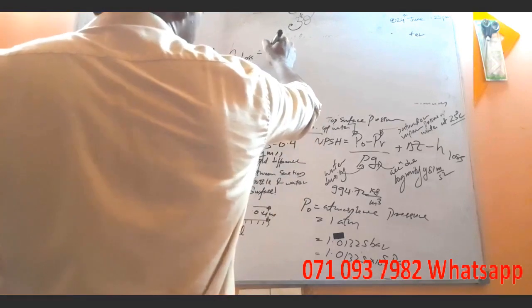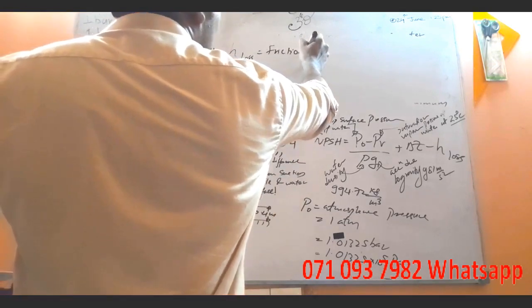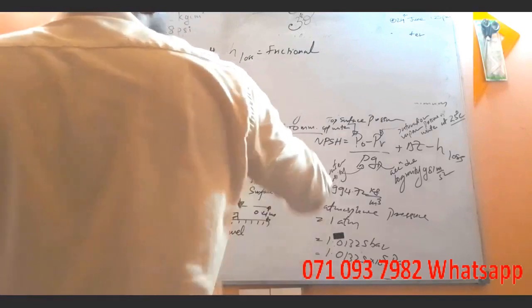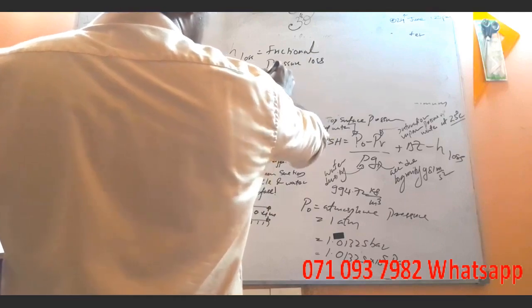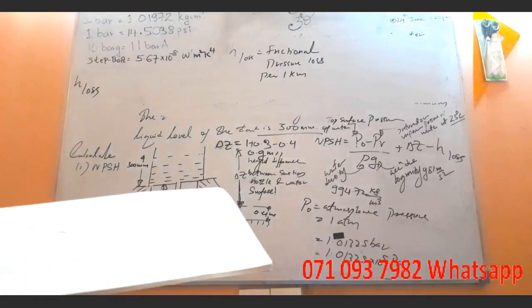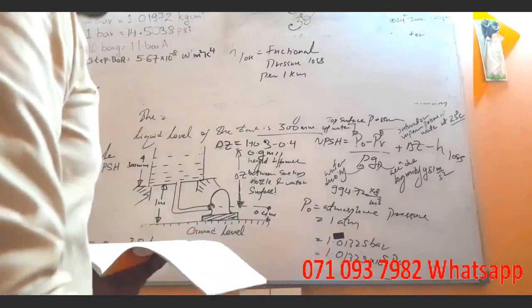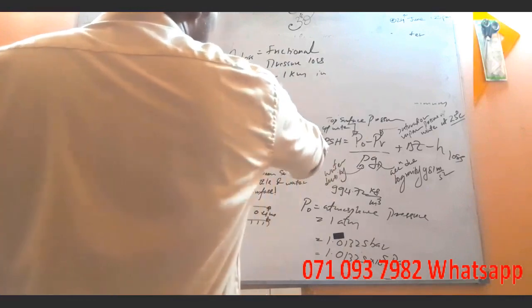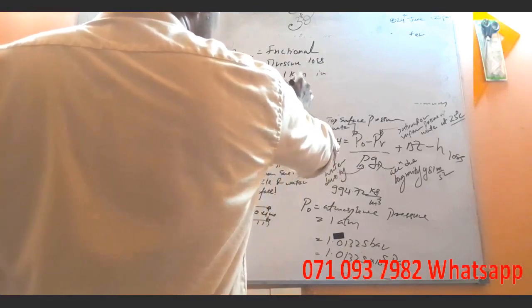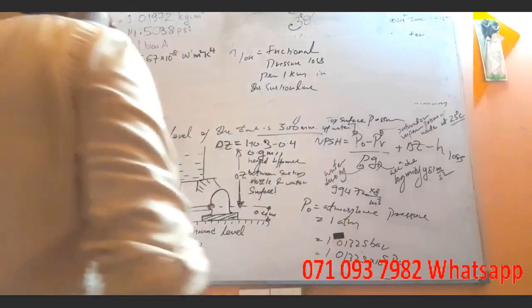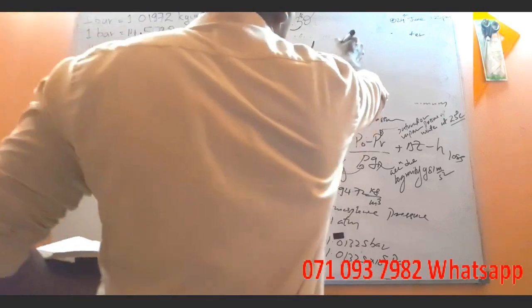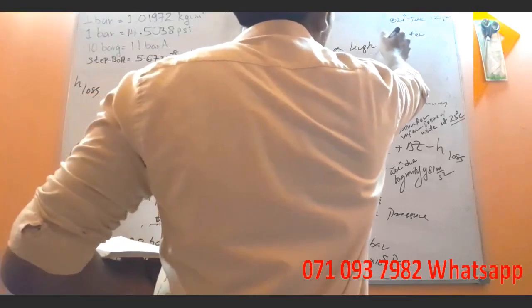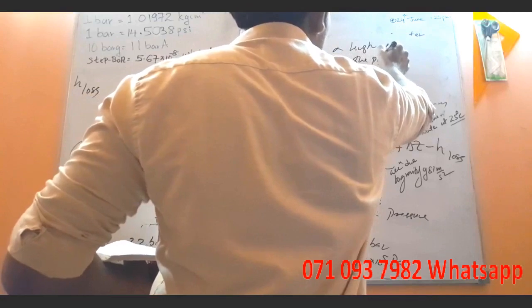Head loss equals frictional pressure loss per 1 kilometer. So what is head loss? That is frictional pressure loss per 1 kilometer in the suction line. Be very careful, in the suction line, multiplied by what? Length of the pipe.